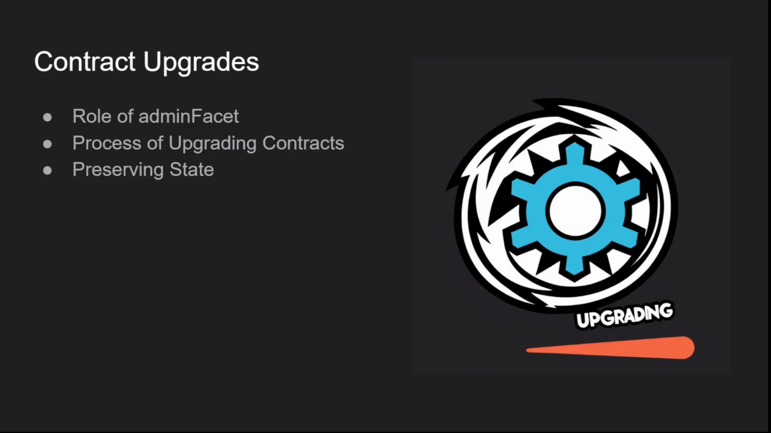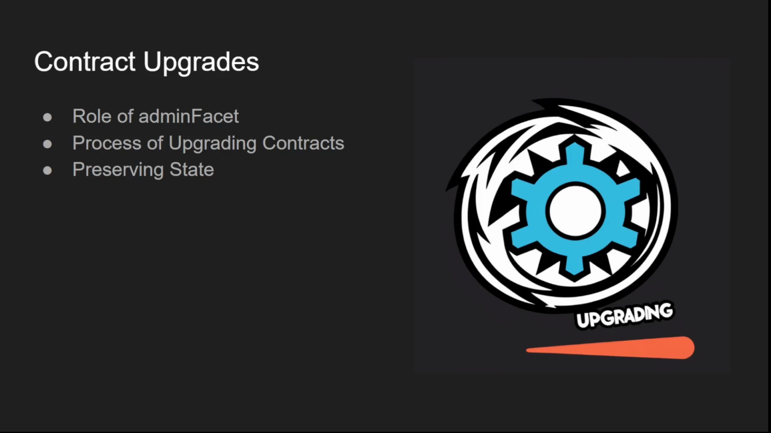The admin facet is a special facet provided by Agoric that gives administrative control over the contract. This includes the ability to upgrade the contract. Using this admin facet, administrators can initiate an upgrade, providing the new contract code while ensuring that the existing state is preserved. Let's briefly go through the process of upgrading contracts in Agoric.